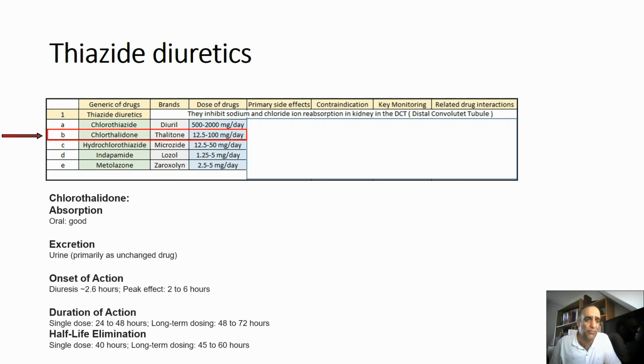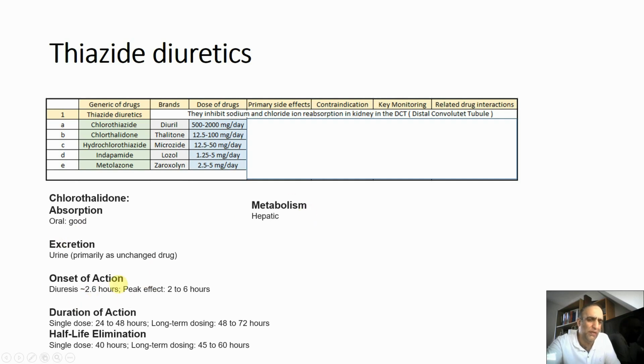And the second drug in this group is Chlorthalidone. Opposite to chlorothiazide, this drug can be absorbed very well orally. In the urinary system, we can see it excreted primarily as unchanged drug. Chlorthalidone is metabolized in the liver, and the metabolized compound can be excreted by the kidney and bile duct, and the amount metabolized is very low.